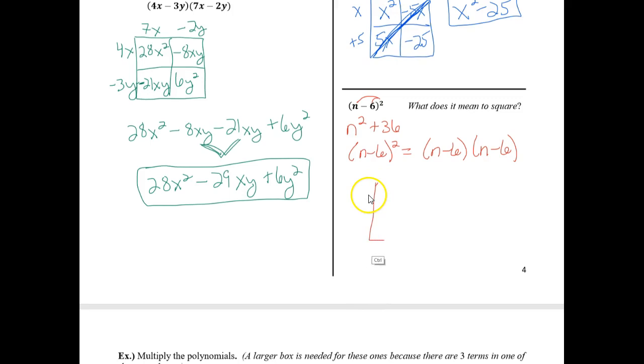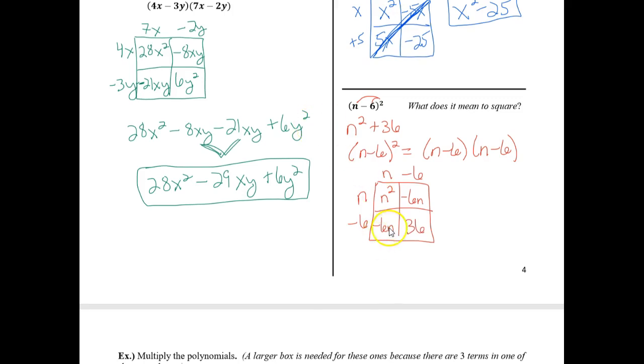So I'm going to draw a 2 by 2 box and then fill in n minus 6 and n minus 6. Multiply it out. So n times n is n squared. N times a negative 6 is negative 6n. Same thing here, negative 6n. And a negative 6 times a negative 6 is 36.